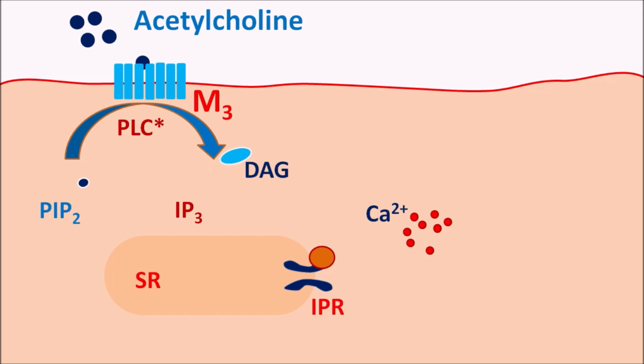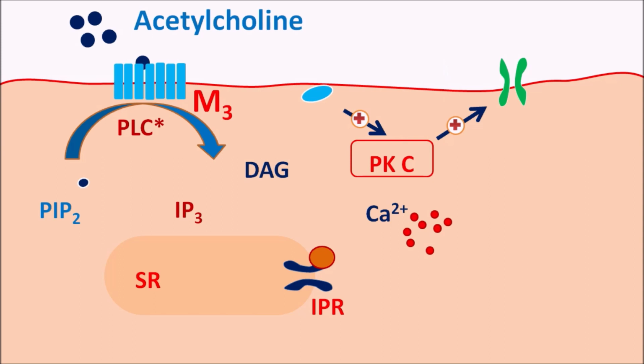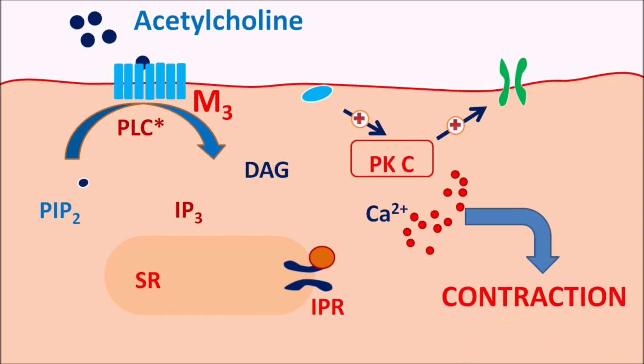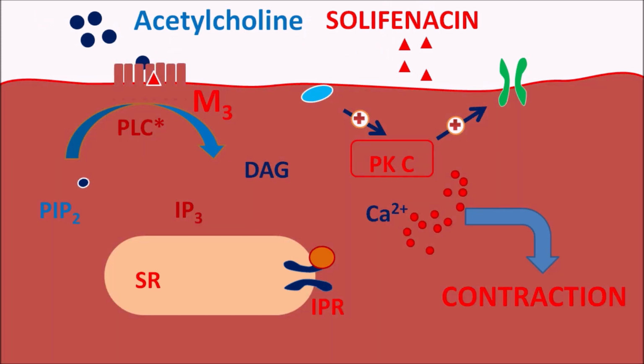Similarly, the other fragment DAG can activate the protein kinase C enzymes, which are again phosphorylating enzymes responsible for the opening of inward going calcium channels. Now more calcium can enter into the cell. In this way the intracellular calcium levels are increased, which results in the contraction of the smooth muscle. In this way acetylcholine can produce bladder contraction. Now, solifenacin acts as an anticholinergic agent. It can block the M3 receptors so that it can prevent the contraction, resulting in bladder relaxation.